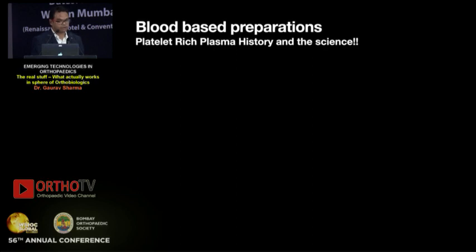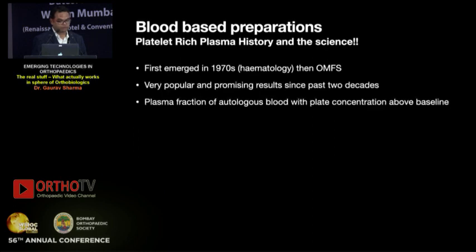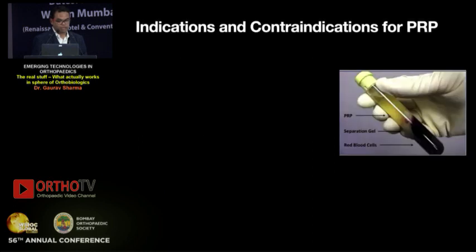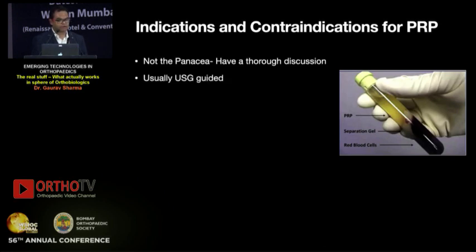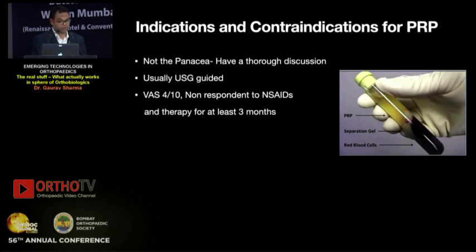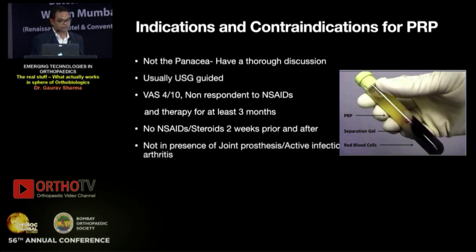Now, coming to the blood-based preparations, which is platelet-rich plasma, it first emerged in the 1970s for hematology and then OMFS, and has been very popular for the past 2 decades. And the indications include, it is not a panacea, and you should have a thorough discussion with the patient. Usually it is USG guided. VAS score should be 4 out of 10 minimum. Non-respondents to NSAIDs and therapy for at least 3 months. No NSAIDs and steroids should be given 2 weeks prior to or after the procedure, and it should not be given in the presence of joint processes, active infection, or advanced arthritis.